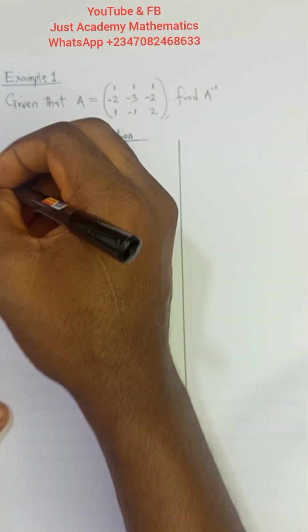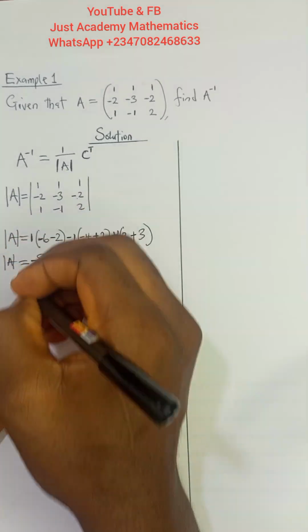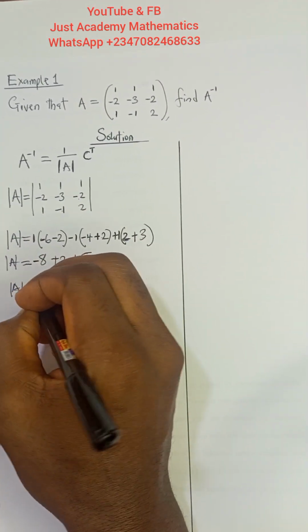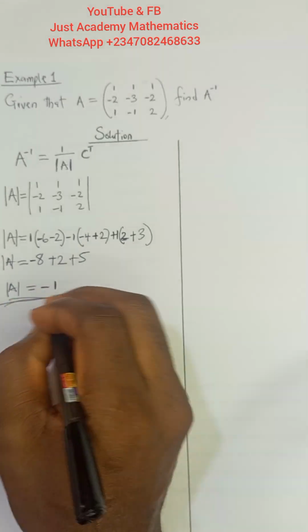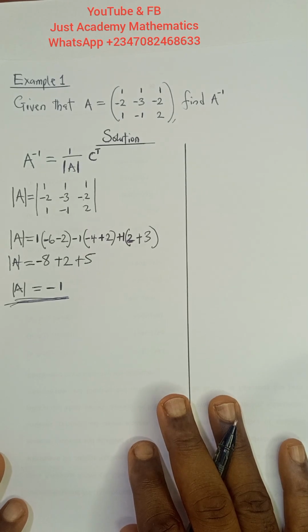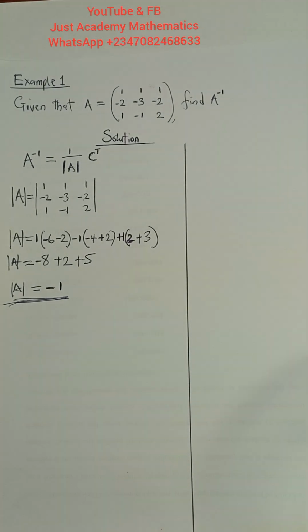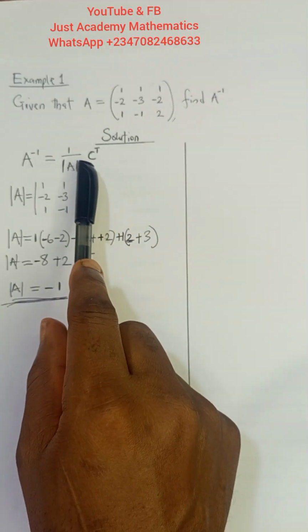So what is the determinant of A? I didn't even put the sign before. A determinant is -1. This is A determinant. Okay, so now that we know A determinant, the next thing is for us to go and find a cofactor.